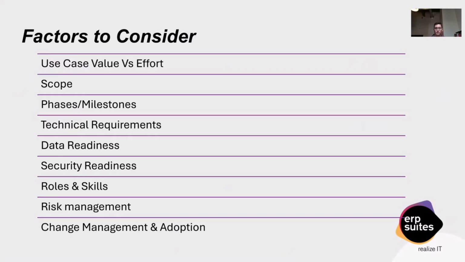So with that, I listed out factors to consider here, and we'll go through each one of these in the example. So the first one is use case value versus level of effort. It's really looking at those 3 to 5 use cases I indicated before and going through the value and level of effort it takes for each one.